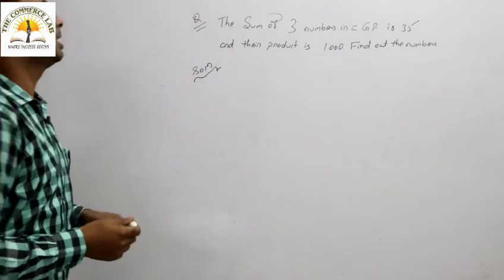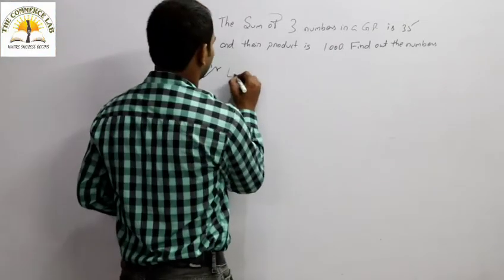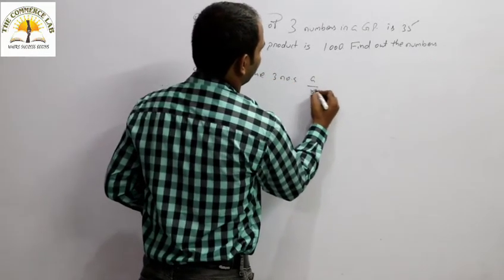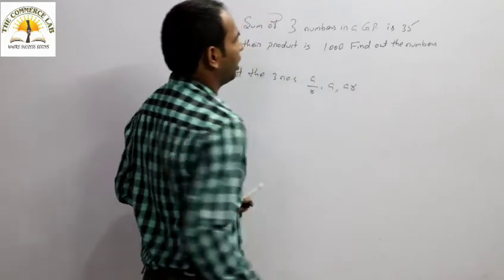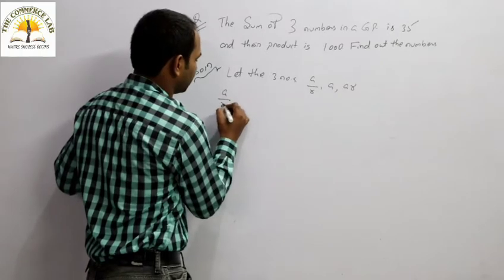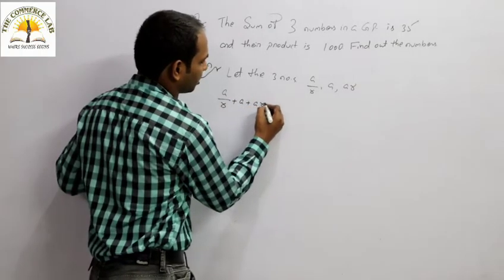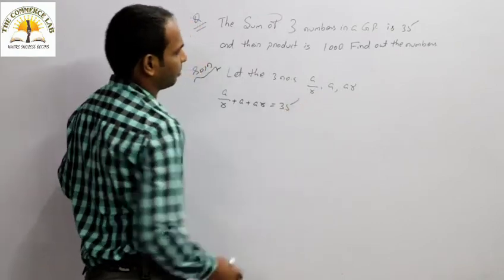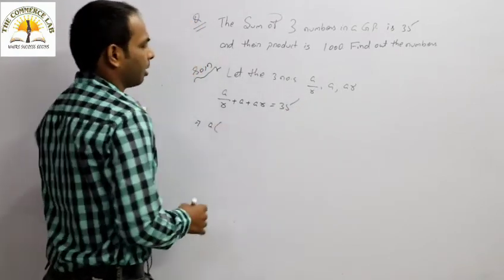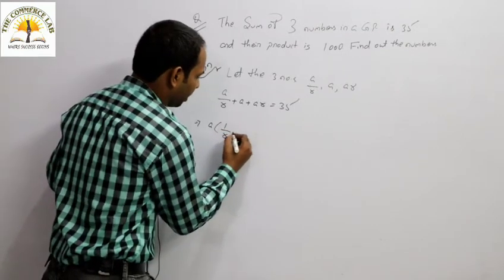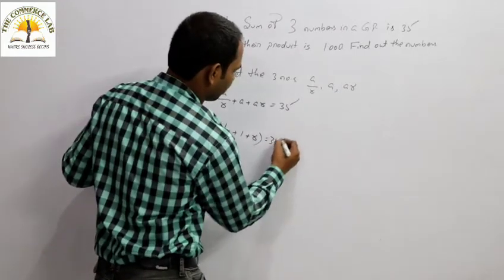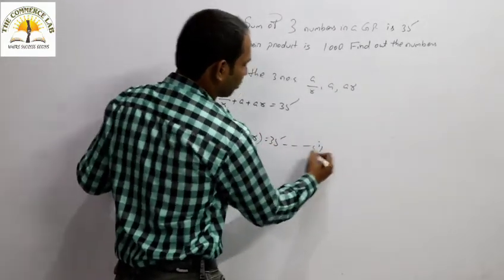The sum of 3 numbers in a GP is 35. Let the 3 numbers be A by R, A, AR. According to the question, the sum of the 3 numbers A by R plus A plus AR is 35. Taking A common, A into 1 by R plus 1 plus R is equal to 35, equation 1.